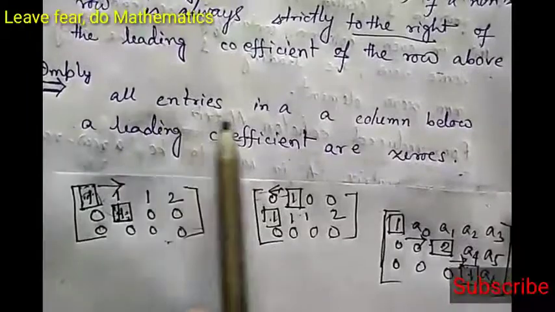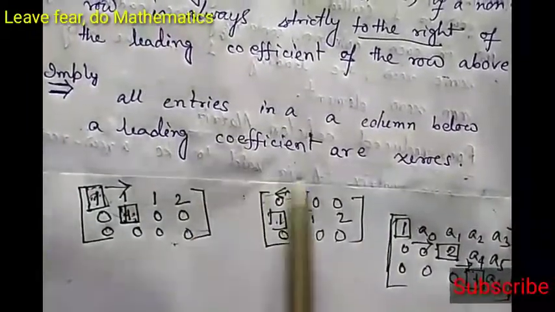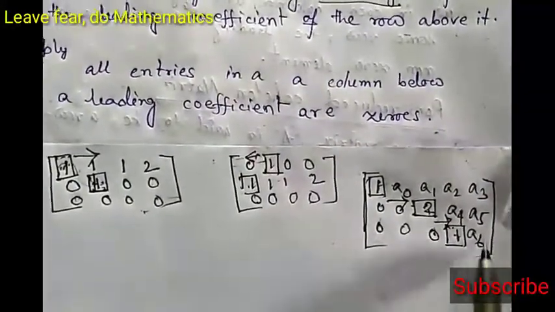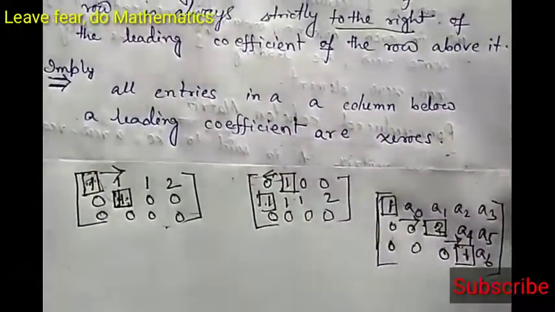Look here, this implication is also important. All entries in a column below a leading coefficient are 0. Look, this is a column and this is the leading coefficient, so all entries below this are 0. This is the leading coefficient, all entries below this are 0. So this is the general form of how a row echelon matrix looks like.